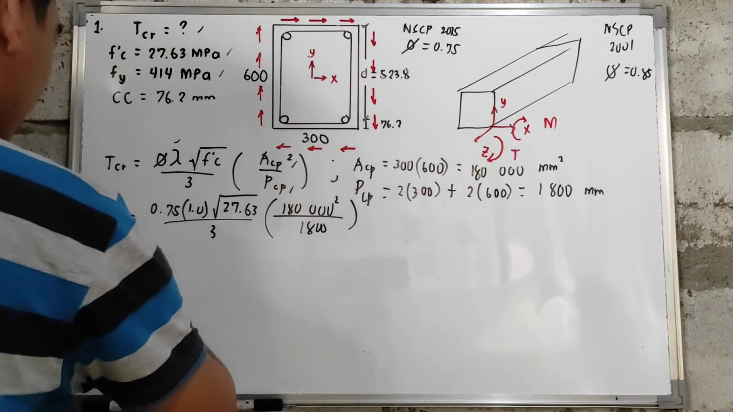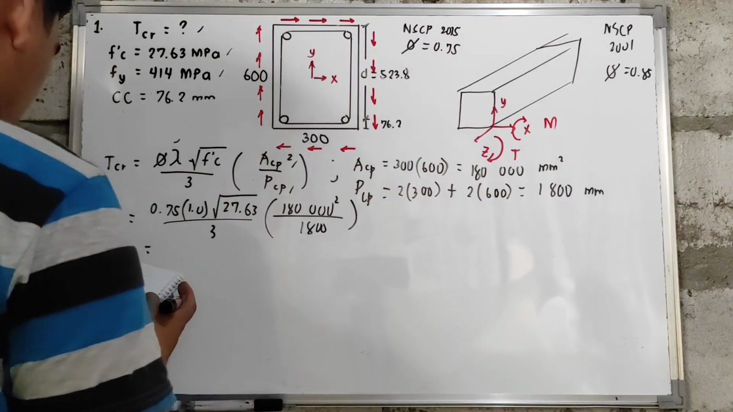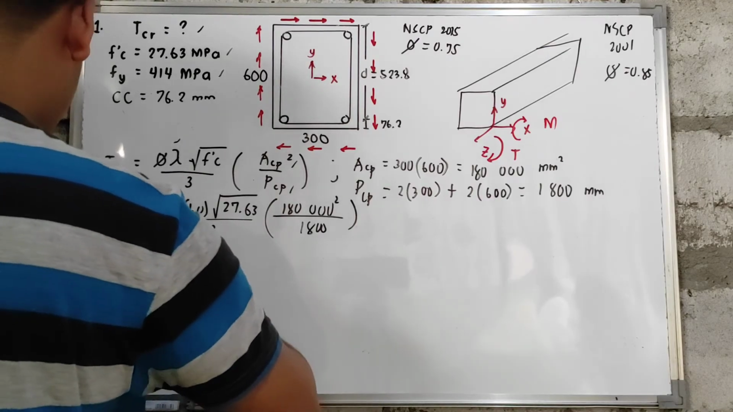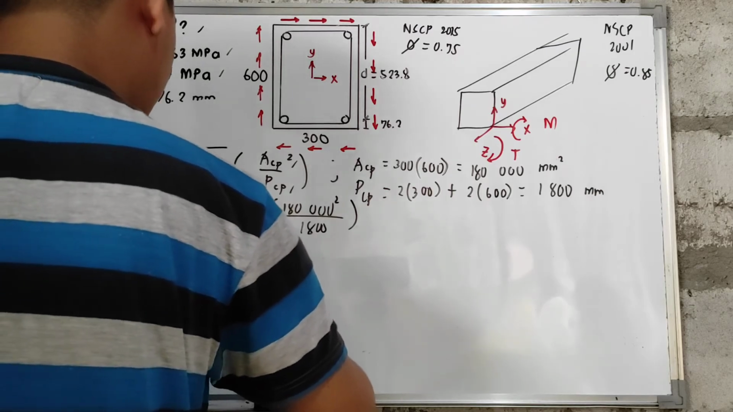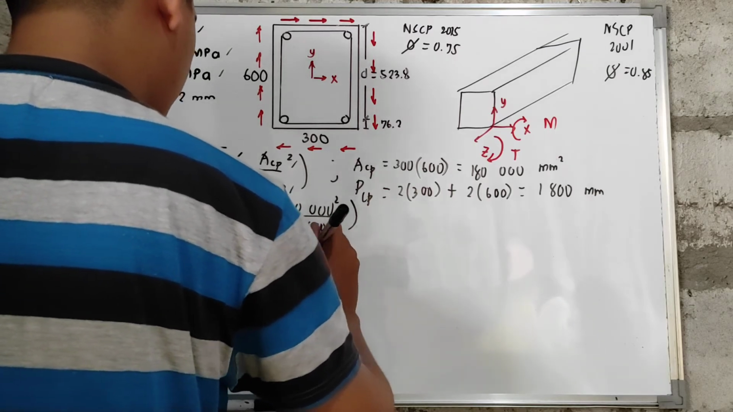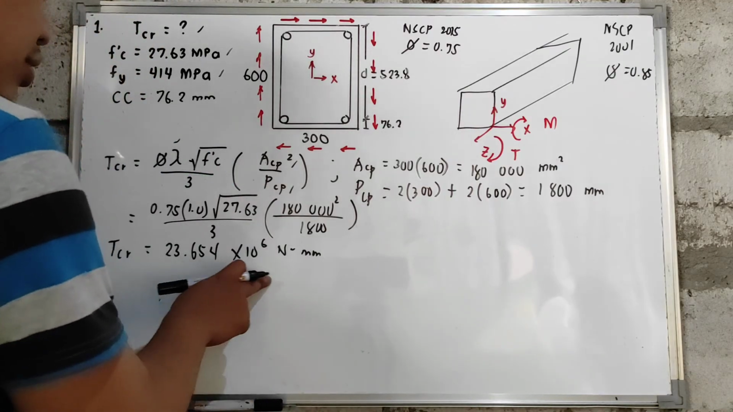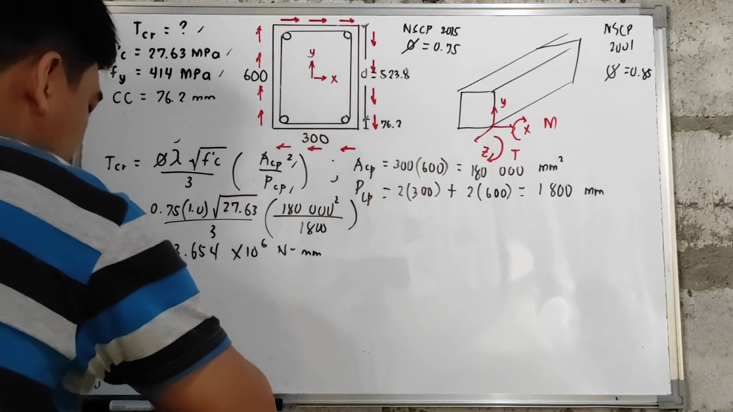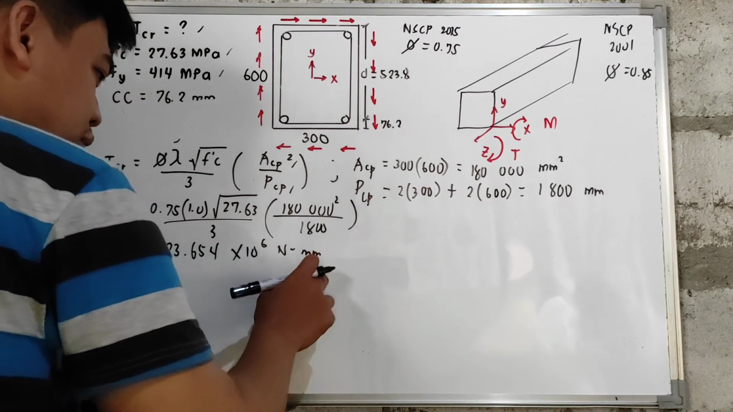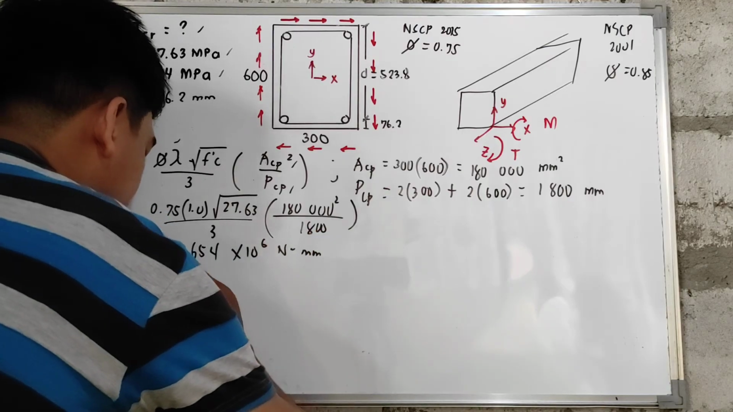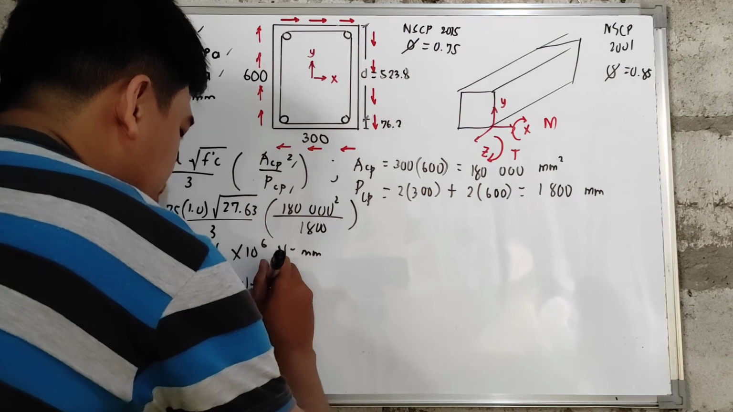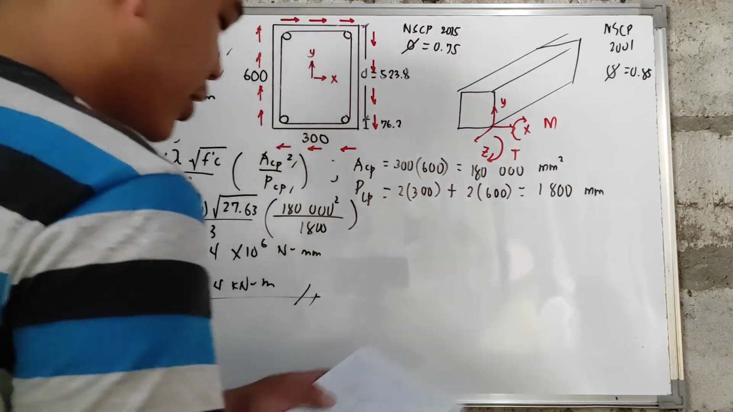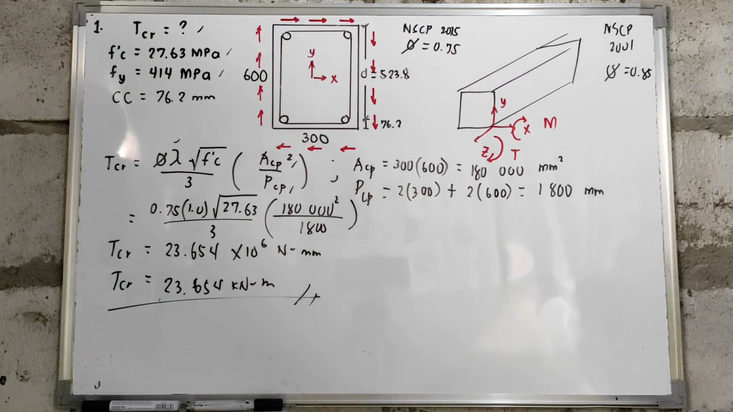So, you have a value of your cracking torsion, which is equal to 23.654 times 10 raised to 6 Newton mm. So, alisin lang natin yung times 10 raised to 6 para maging kilonewton meter yung Newton mm. So, we have 23.654 kilonewton meter. So, this will be your answer. So, ganun lang kasimple yung cracking torsion natin.